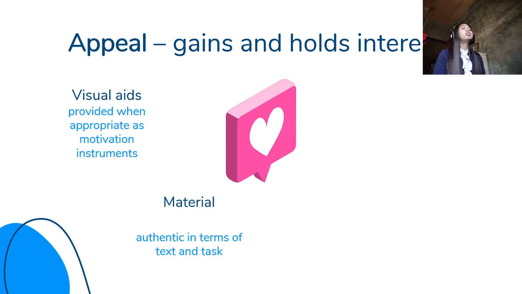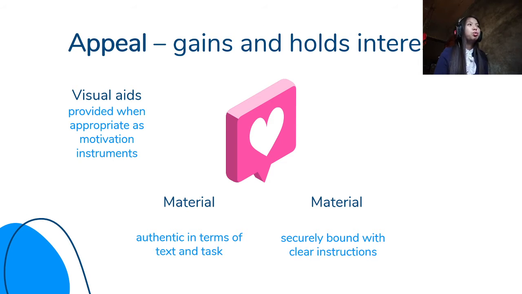Okay, but the material is authentic in terms of text and task. What do you mean by authentic? It should be genuine, it should be real. Okay, so the material is securely bound with clear instructions. So we go back to the clarity of instruction. If the direction or instruction is easy for the child to understand, then it is also a part of the appeal, that the material really has the appeal, because the instruction alone is already okay, what more the content, right?